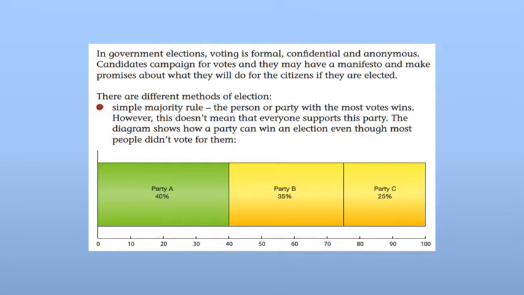Here below in the picture you can see one way of conducting an election, which is known as simple majority rule. In this kind of election, the party or the individual that gets the most votes is declared the winner. For example, in this picture, out of 100 votes, party B and party C collectively got 60% of the votes, 35% party B and 25% party C. But the winner is still party A because they got 40% of the vote. Although collectively they got 60%, party A, who got 40% of the overall vote, wins. So in this case, party A will be given the chance to form a government and to run the state.